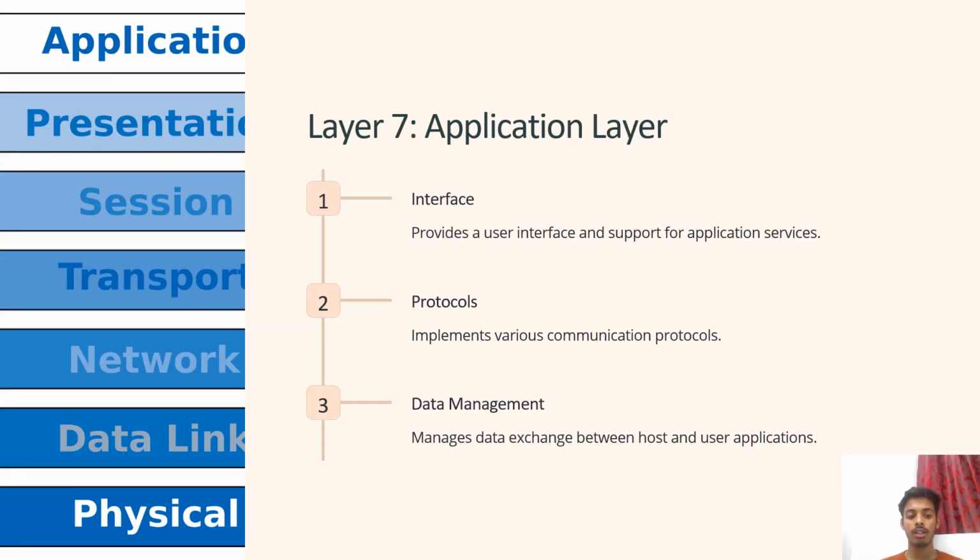Layer 7, the last layer, is the application layer. The first one is interface. It provides a user interface and supports application services. The second one is protocols, and the third one is data management. Protocols implement various communication protocols, that is UDP, TCP/IP, etc. Data management manages the data exchange between the host and the user application.